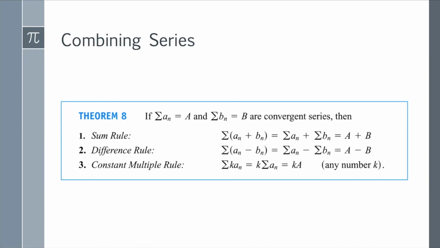All right, but if you have those two series and they converge to those numbers, then the series a sub n plus b sub n converges to the number A plus B. The series a sub n minus b sub n converges to the number A minus B. And the series k times a sub n converges to the number k times A for any number k.